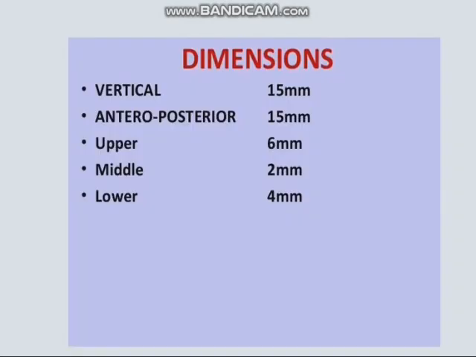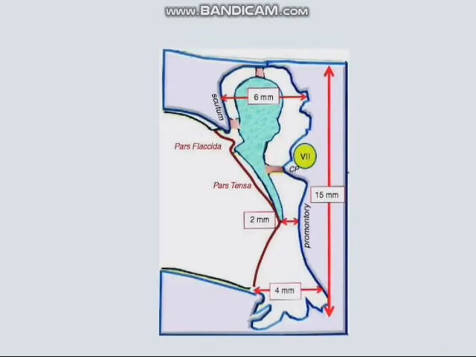Dimensions: the vertical dimension is 15 millimeters, and the anteroposterior is 15 millimeters. It is constant. From medial to lateral, it is different. Upper part 6 millimeters, middle part 2 millimeters, lower part 4 millimeters. As we will see in the picture to clarify this, there are 3 dimensions of the middle ear: vertical, anteroposterior, and medial to lateral.